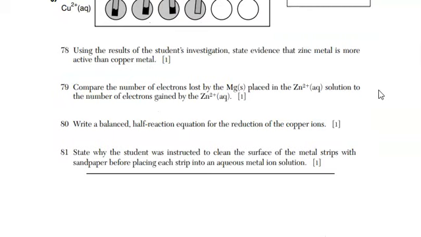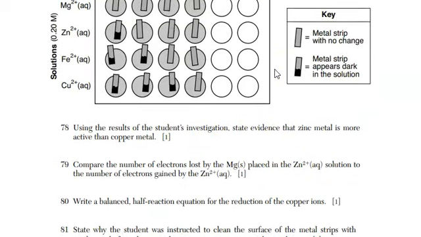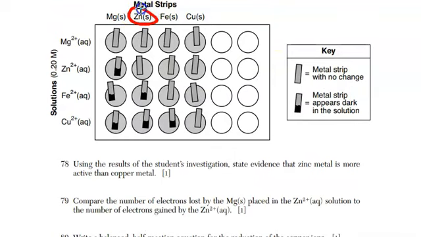All right, in 78, it says, using the results of the student's investigation, state evidence that the zinc metal is more active than copper. Let's go back and take a look. Now, the metal means the solids. If I look at my zinc metals, you'll notice that there were reactions with the zinc metal with iron ions and copper ion, 2 reactions that occurred. With our copper metal, it never reacted with any of the solutions. So obviously, zinc is more active.